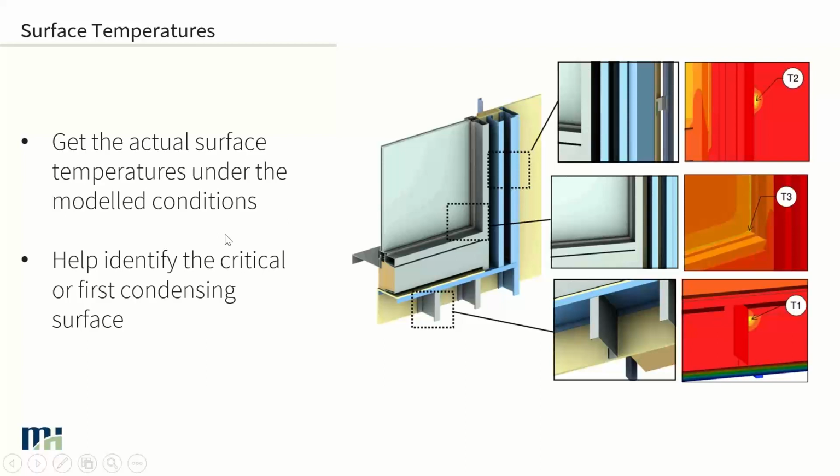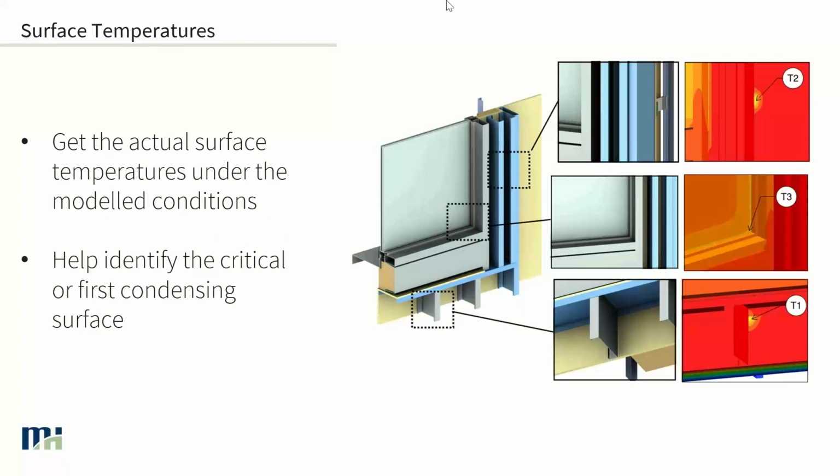So for project-specific modeling for condensation resistance, the first thing we need to get, obviously, is the actual surface temperatures, right? Depending on the project conditions you've selected, it could be multiple different exterior temperatures. For each of those scenarios, we need the actual surface temperature under those model conditions. We also need to pinpoint those critical, first condensing surfaces.